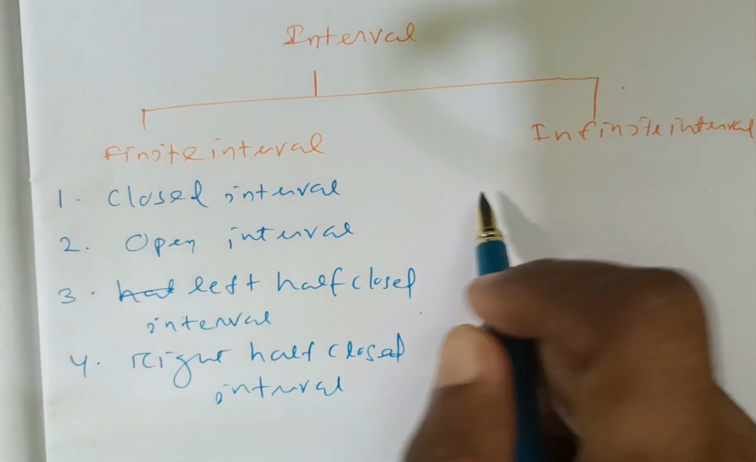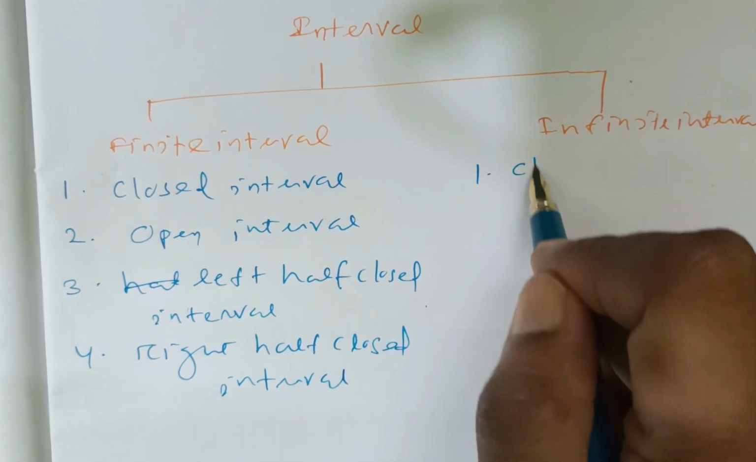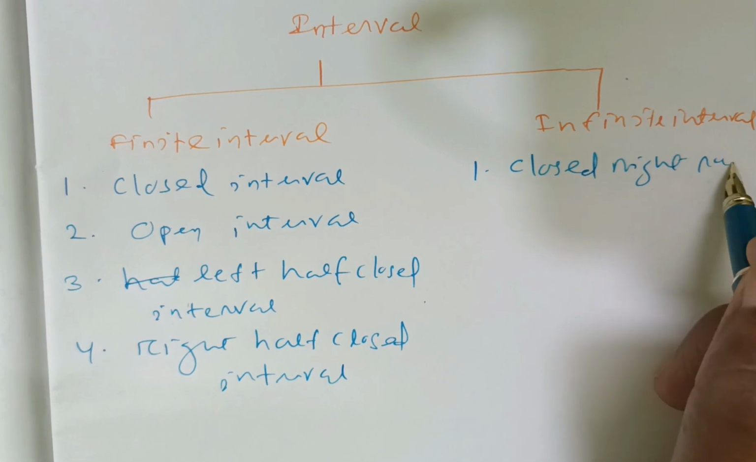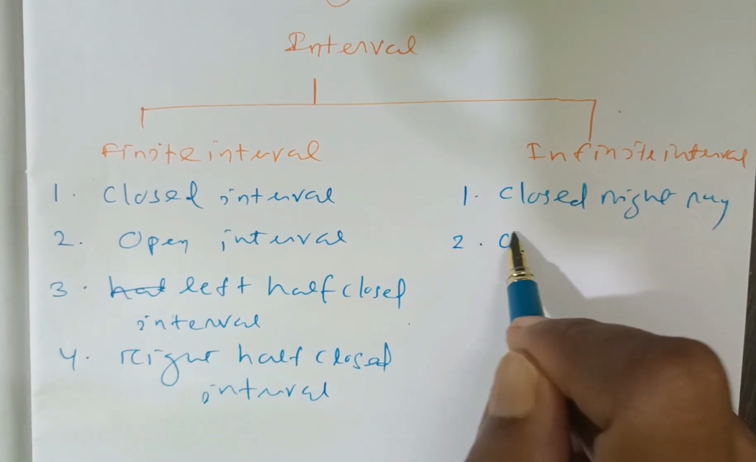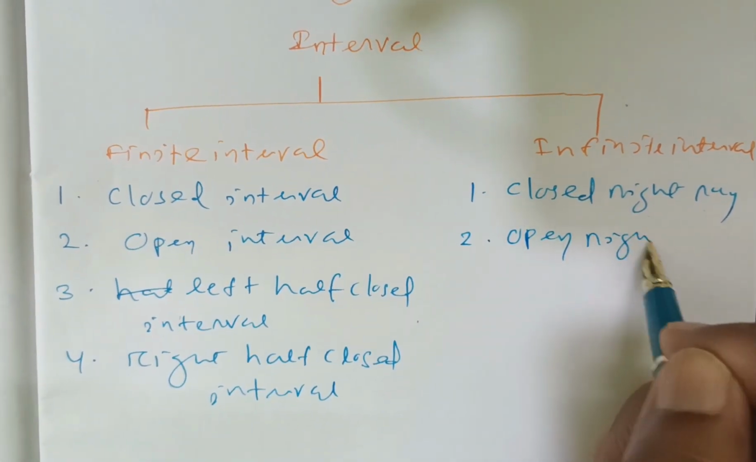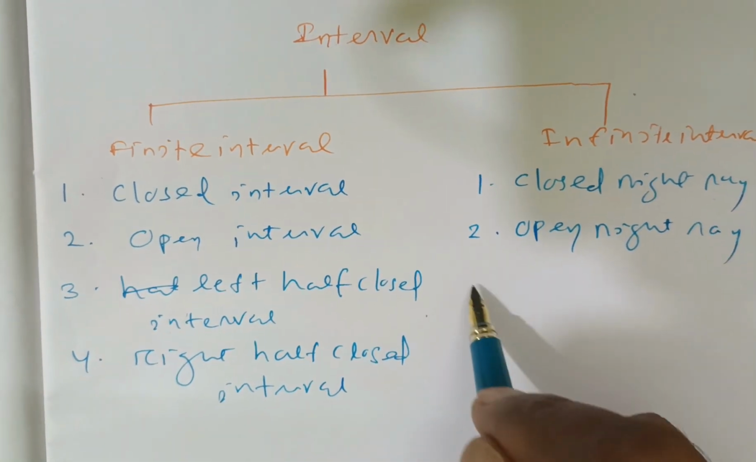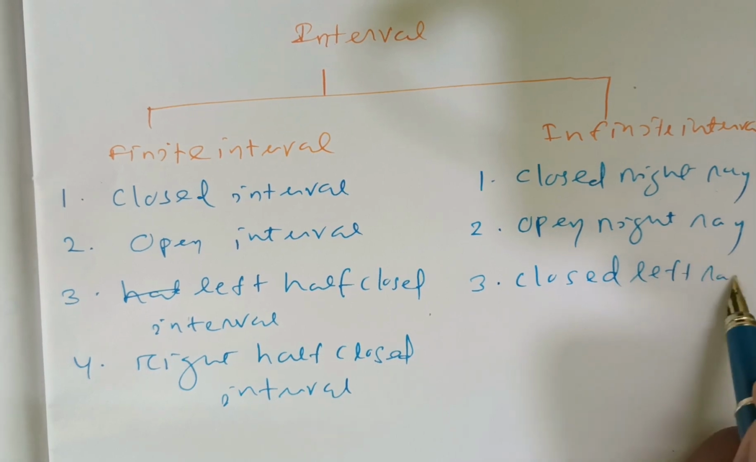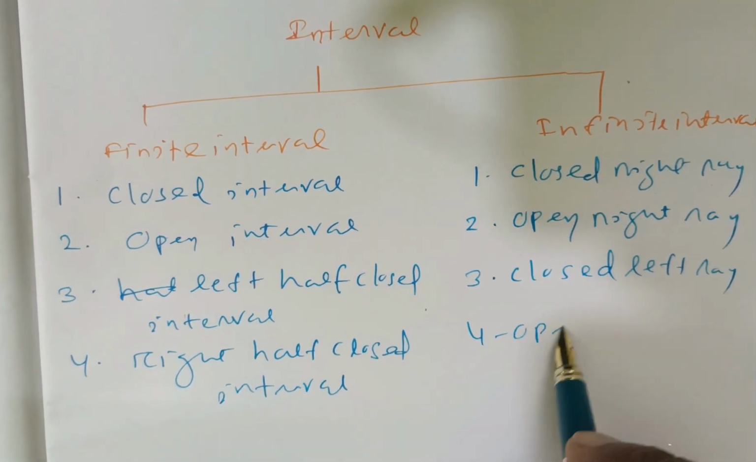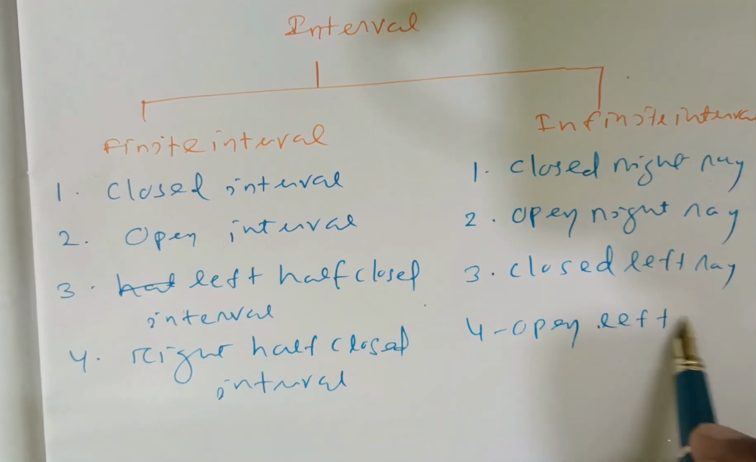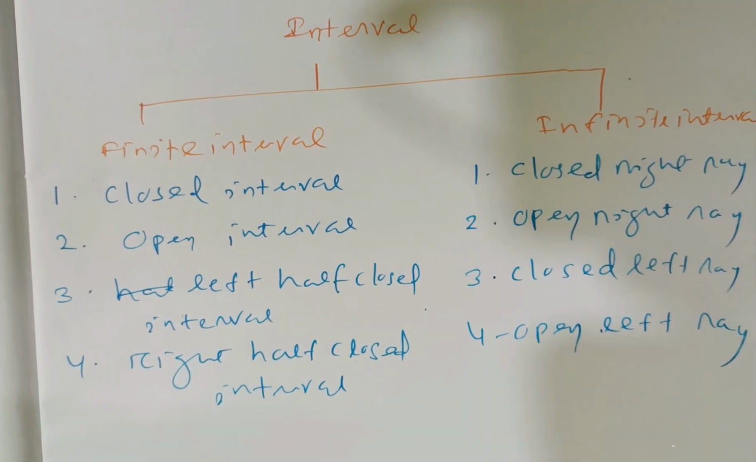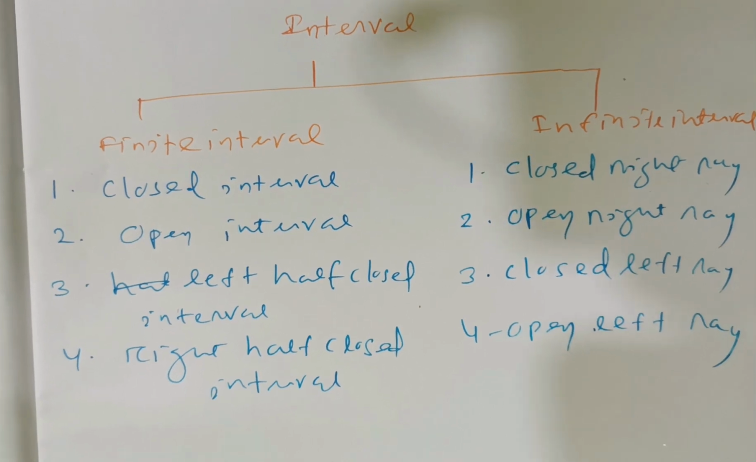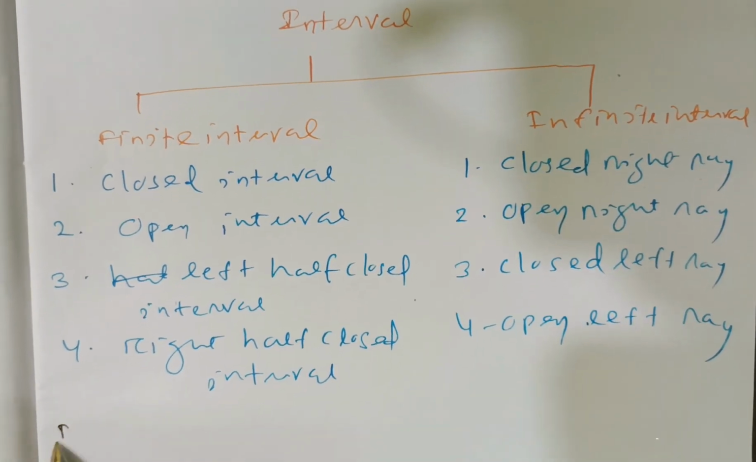And the infinite intervals are: first is closed right ray, open right ray, closed left ray, and open left ray. What is an interval? Let us begin with the definition, friends. Let us first define what is an interval.